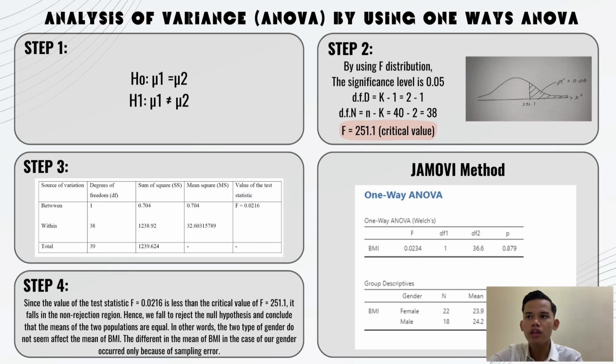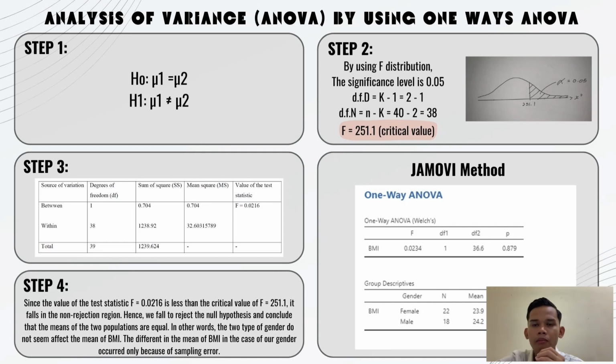So moving to the next step, step 2 is we can find the critical value by using the F distribution table. So let's say the significance level is 0.05 or 5%. We can define that the critical value is 251.1. So DFT equals 1 and DFN equals 38. And you can refer to this slide to know the value of DFN and DFT.